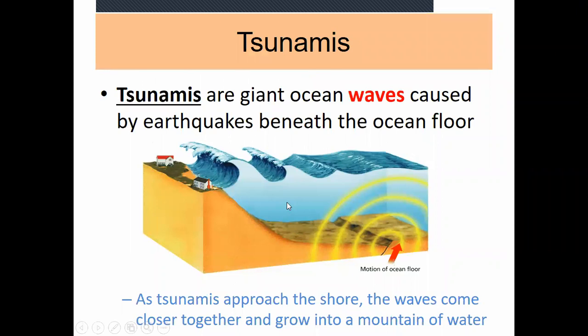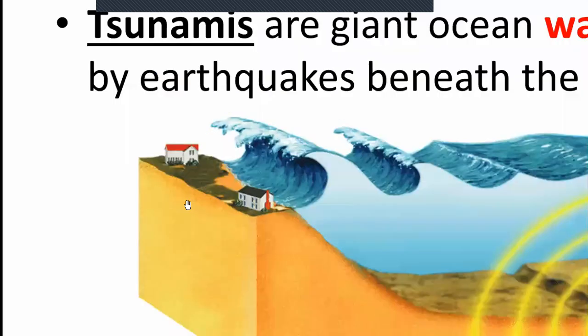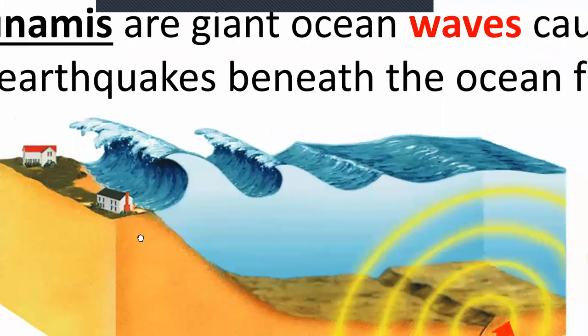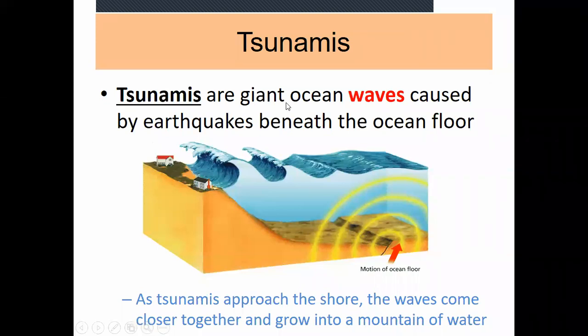Like here, we have another example of waves like tsunami. It's a giant wave. Can you guys see how destructive it is? It can be so high, can you see? And it can destroy homes. This type of wave is caused by the tectonic plates moving around because of earthquakes, like Tanahi mentioned at the beginning. So tsunamis are giant ocean waves caused by earthquakes beneath the ocean floor, okay?